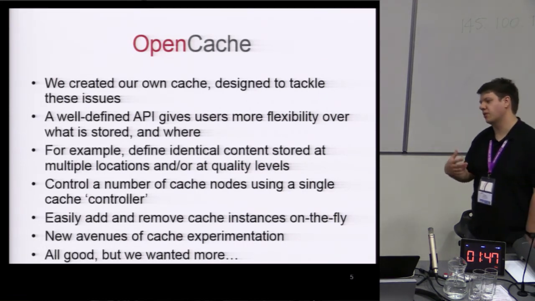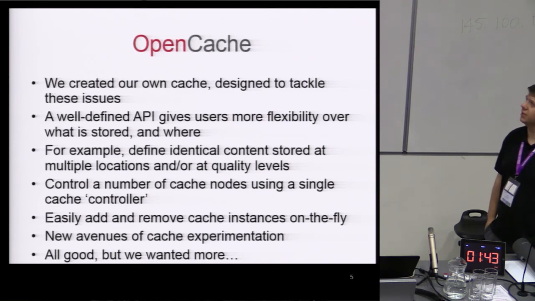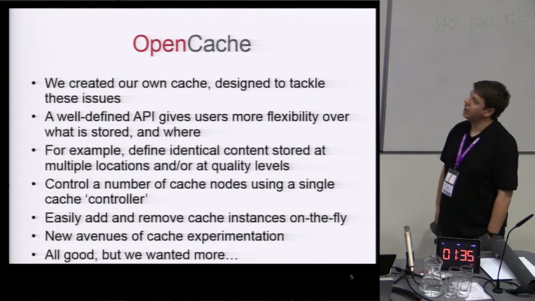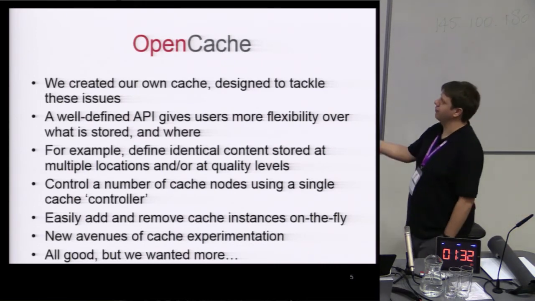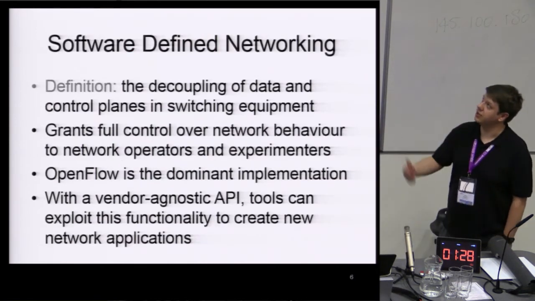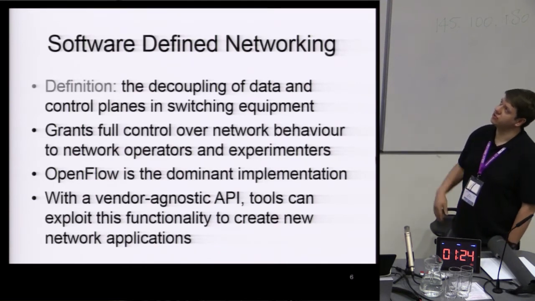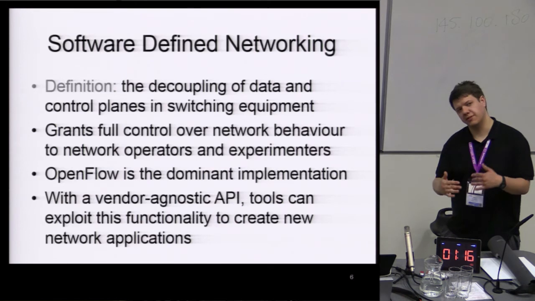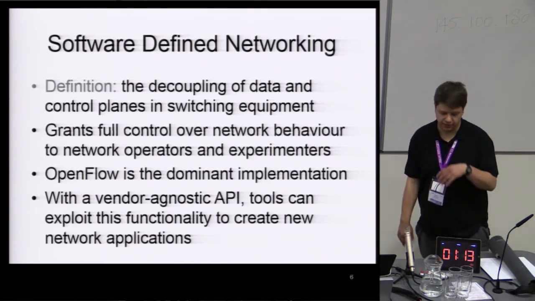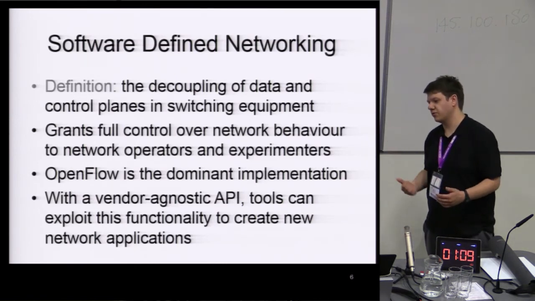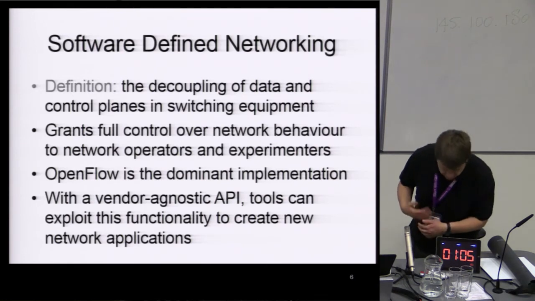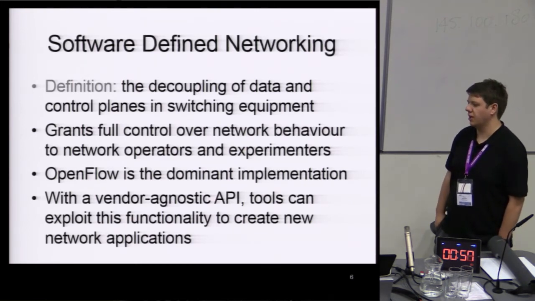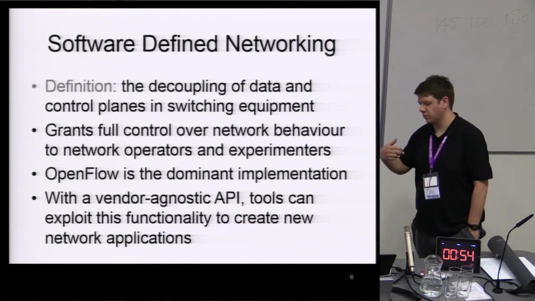This was originally developed as a way for experimenters, not myself, but other teams at our university, to work with different cache selection policies, cache replacement policies, cache location. But I wanted more. I like networking. I'm a networker. So we looked at ways we could actually do the caching differently. So we looked at software-defined networking. Some people might not be aware of what this is yet, but basically you decouple the data and control planes in switching hardware, or software actually, if it's a software switch, and you move the control plane to a user who can then control how the network itself behaves, how things are switched. We use OpenFlow because it's the dominant implementation, but basically it exposes this vendor agnostic API that allows you to exploit the behavior of the switch.